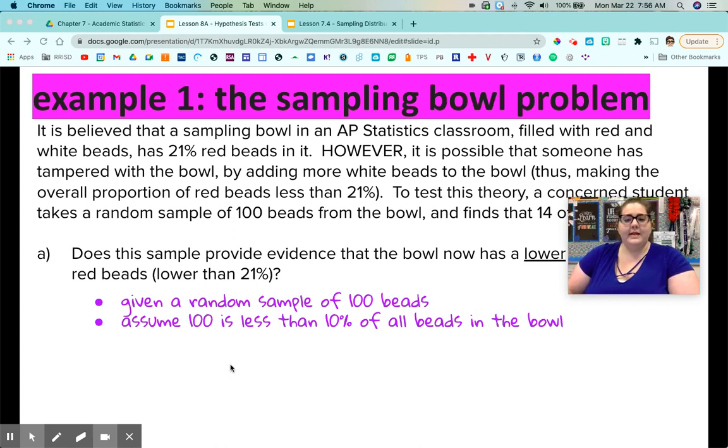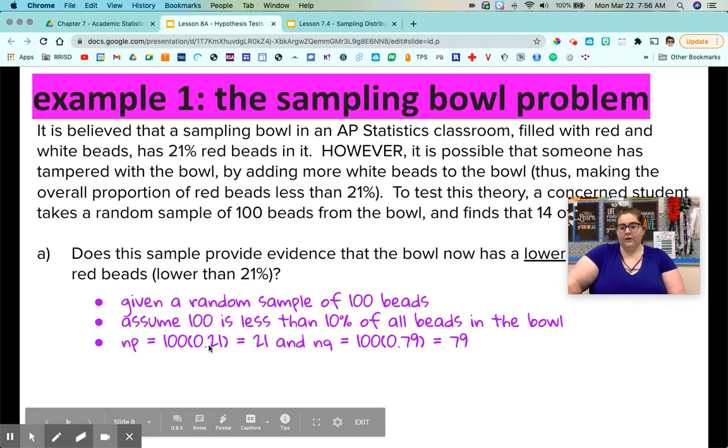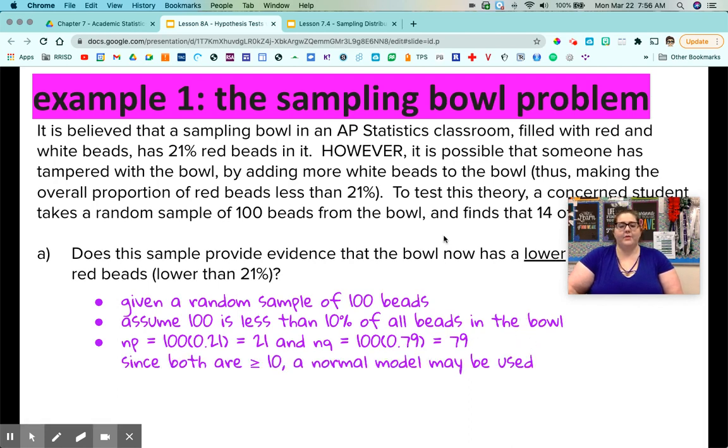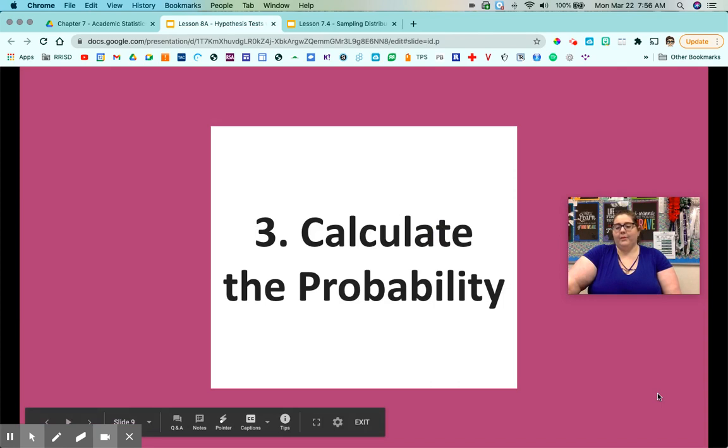And then our last one is to check the np and nq greater than 10. So for that one, n times p would be 100 times 0.21. Remember, 0.21 is our p from our null hypothesis, which is 21. And then n times q would be 100 times 0.79. 1 minus 0.21 is 0.79. Both of those are greater than 10. So a normal model may be used for our one proportion z-test. Our third step is to calculate the probability.